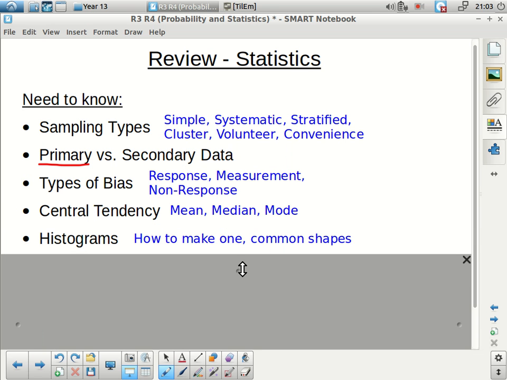Okay, we did some work with graphing data. Specifically the histogram is probably the most important one. So know how to make one, right? You'll have a table, do a tally chart and then use it to draw the bars of the histogram. And also what some of the common shapes are. For example, normal distribution looks a bit like a bell curve, but we'll get into that in the examples we do this afternoon.